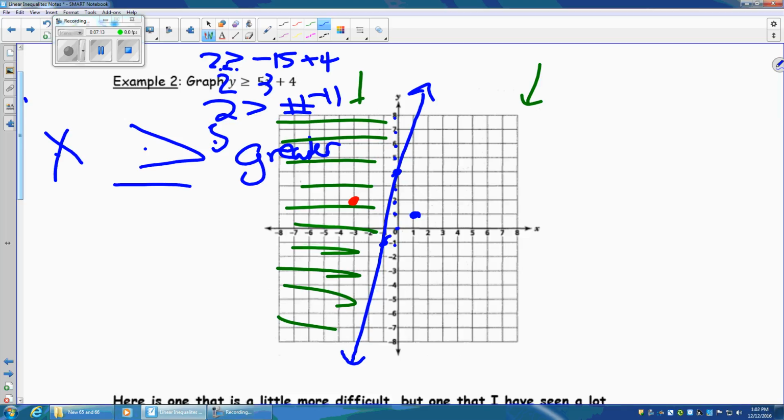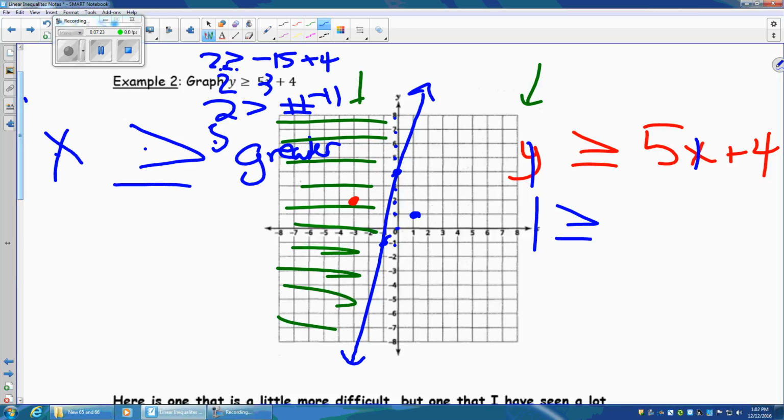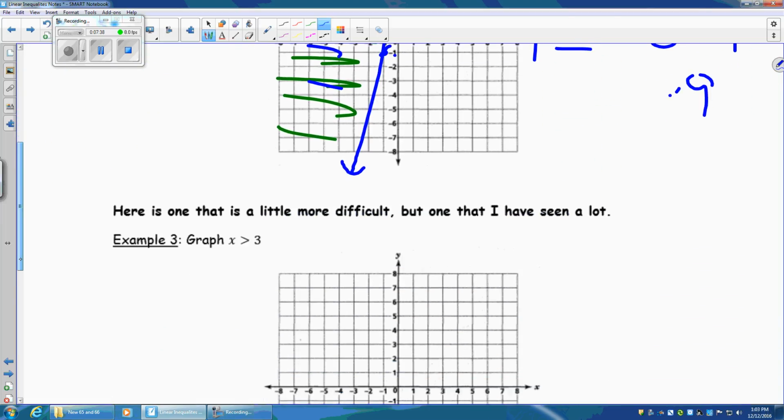So if I took our inequality again, that y is greater than or equal to 5x plus 4, and I plugged in (1, 1), it would say 1 is greater than or equal to 5 times 1, which is 5, plus 4, which is 9. Does everyone see that one does not work out nice? So that's the side that's not shaded on. I knew to shade this side right from the very beginning. All right? Let's take a look and see what's down here.